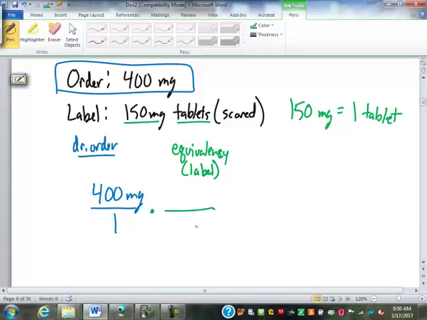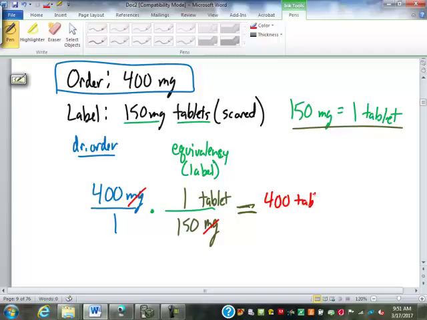Now in this conversion factor, there's milligrams on top here, so we have to have milligrams on bottom so that they'll cancel out. So milligrams are related to tablets. We look at the equivalency, it says 150 milligrams. We put 150 with the milligrams, equals 1 tablet. So we put 1 with the tablets. The milligrams cancel. 400 times 1 tablet is 400 tablets. 1 times 150 is 150.